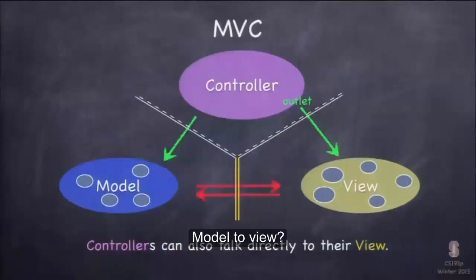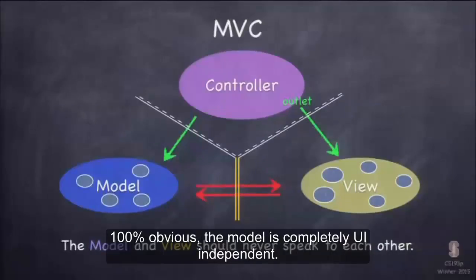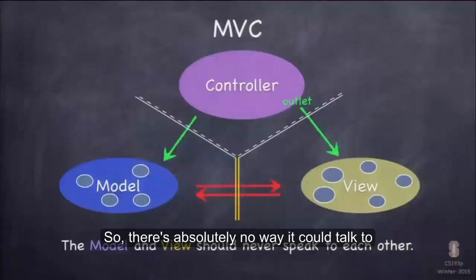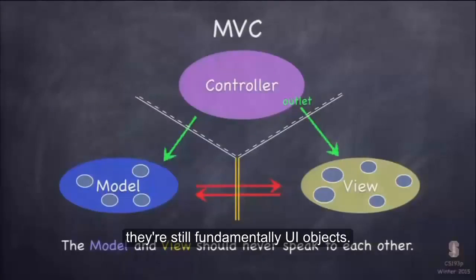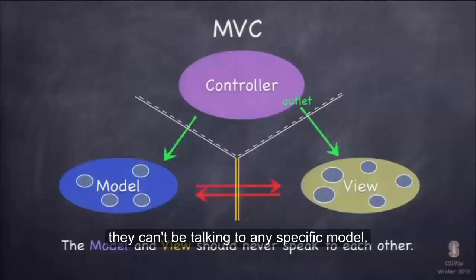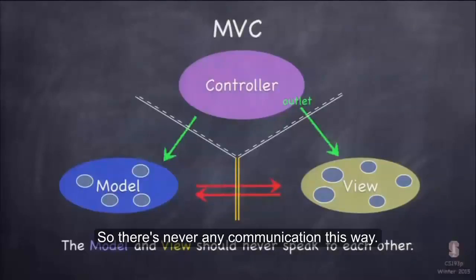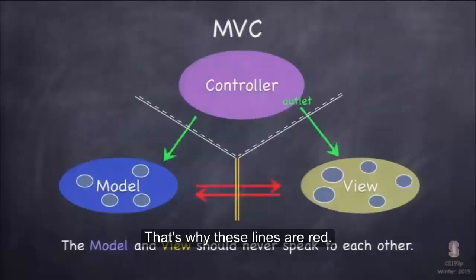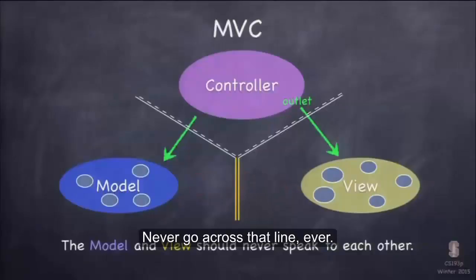All right? What about this communication? Model to view? Never. And why is that? 100% obvious. The model is completely UI independent. So there's absolutely no way it could talk to a view object or anyone in that camp, because the view objects are fundamentally UI objects. They're kind of generic, but they're still fundamentally UI objects. Similarly, since the view objects are kind of generic, they can't be talking to any specific model. They need a controller to interpret a model for them. So there's never any communication this way. That's why it's a double yellow line. That's why these lines are red. That's why there's fire. Never go across that line, ever.